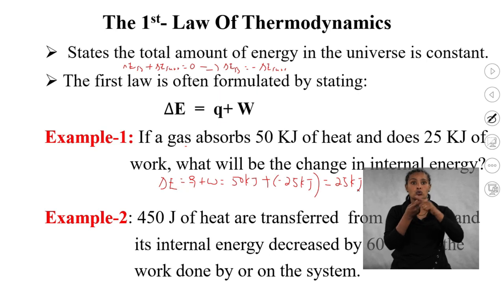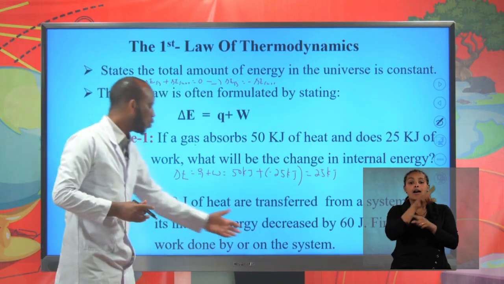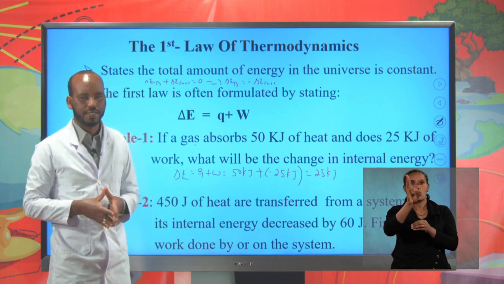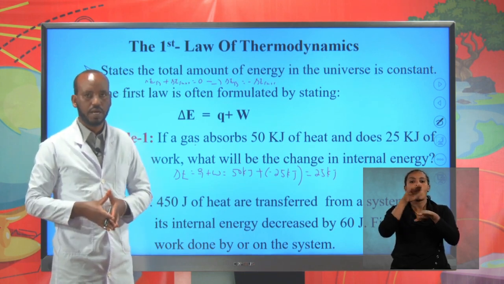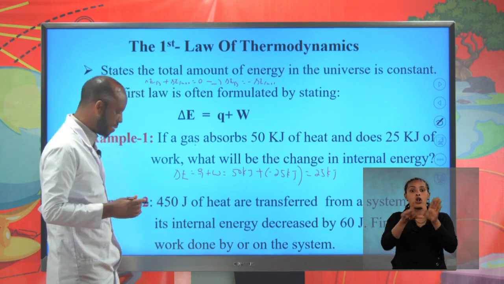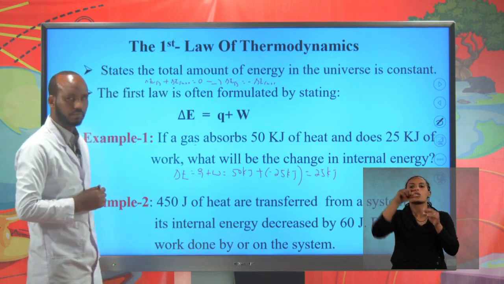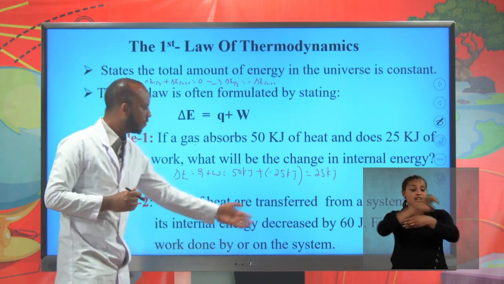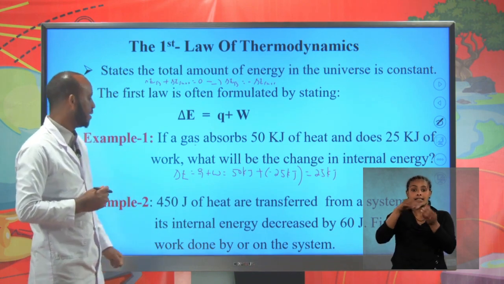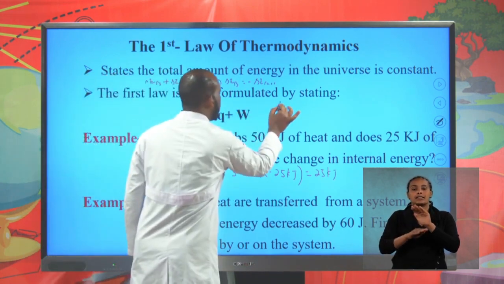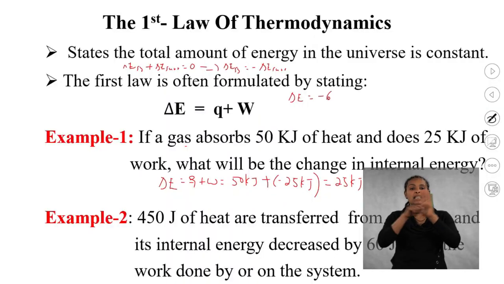Example 2. 450 joule of heat are transferred from a system and its internal energy decreases by 60 joule. Find work done by or on the system. You are asked to calculate W, work done by or on the system. Now, from the first law of thermodynamics, we have delta E equals Q plus W. The internal energy of this system decreased by 60 joule.